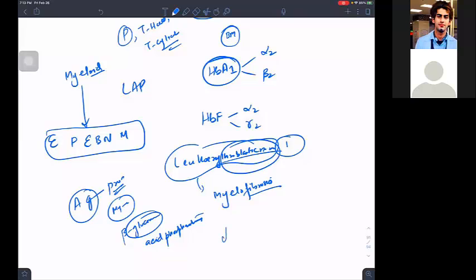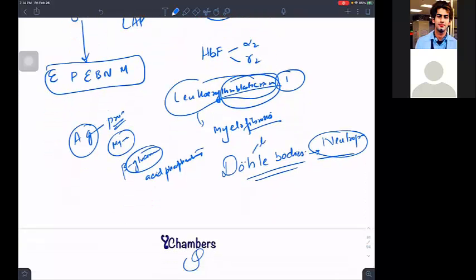Okay. Dohle bodies are seen in dash. Dohle bodies are seen in neutrophils. What are Dohle bodies? Dohle bodies are light blue inclusions in the periphery. That is known as Dohle bodies. Okay.